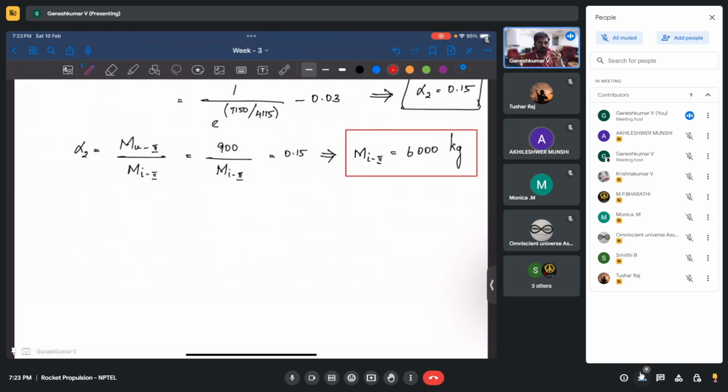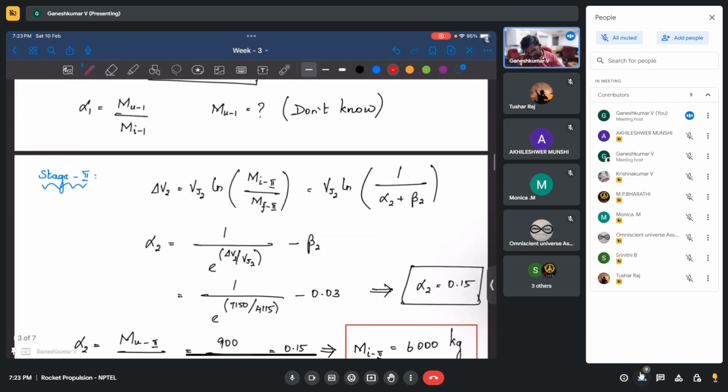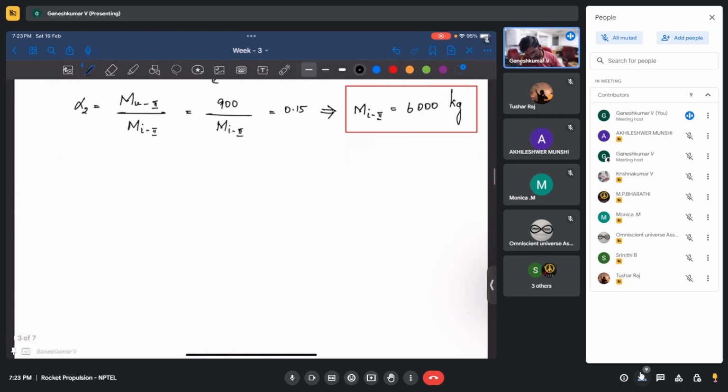So this is the second stage mass, the total mass of the second stage, which includes the payload, right? Now this is going to be the payload for the first stage. So that is what we are writing here. The useful mass at the first stage is equal to mi of second stage, the initial mass of the second stage.